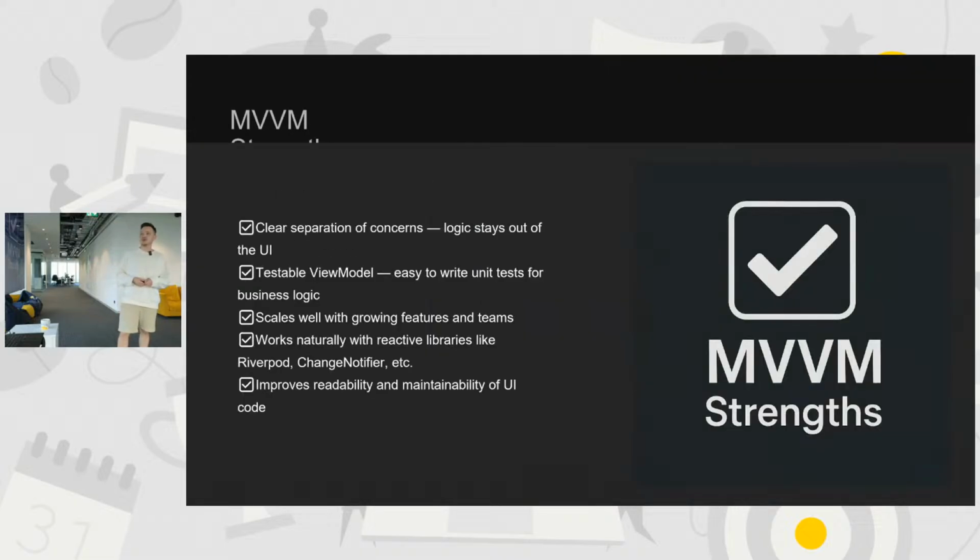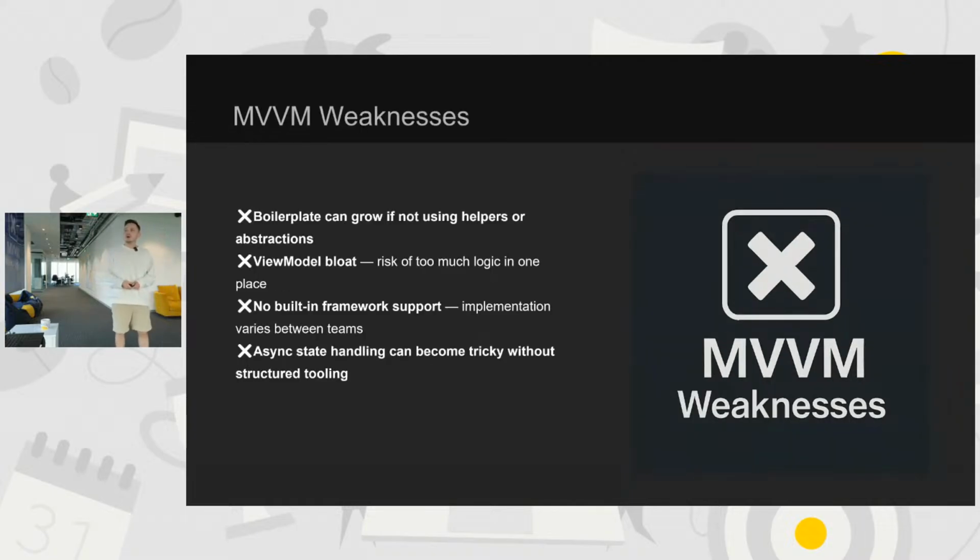So here are the strengths of MVVM. Again, clear separation of concerns, testable, scales, works naturally with reactive libraries. It is obviously a big advantage, and improves readability and maintainability of UI code. When it comes to its weaknesses, boilerplate again. I think state handling can become tricky without structural tooling, yes. And again, it is hard to listen to these properties because we actually have just one entry point into the state handling, while we have a couple of these properties.